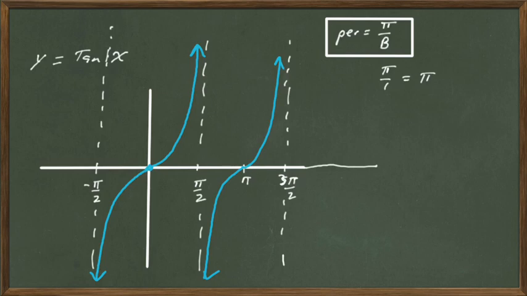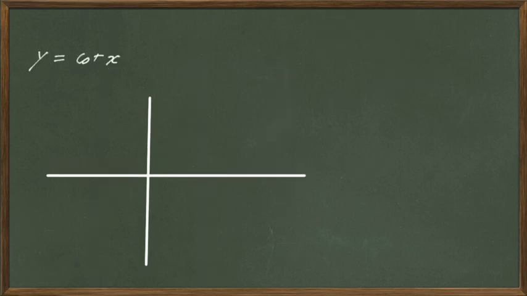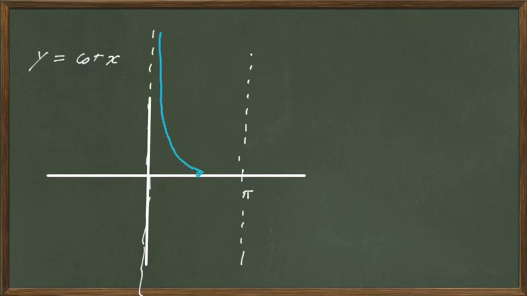Now let's look at the last one of the 6, which is cotangent. I rarely ask you cotangent. It's very much like tangent. The period is still pi over B. Pi over 1 is pi, because the B is a 1 in this case. And what it does is it's a flip of the other one. It comes down like this. And this would be a cotangent. Anyway, I hope these help.